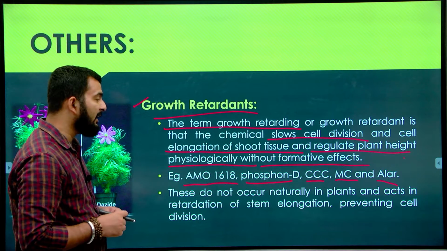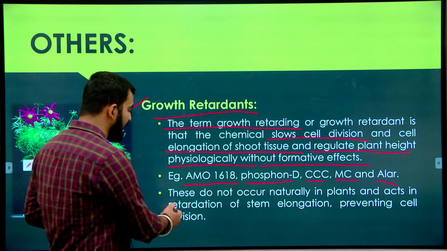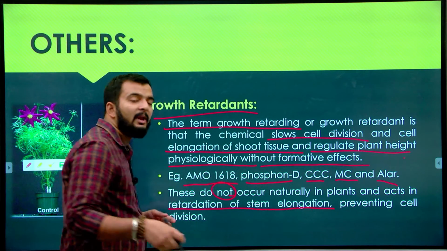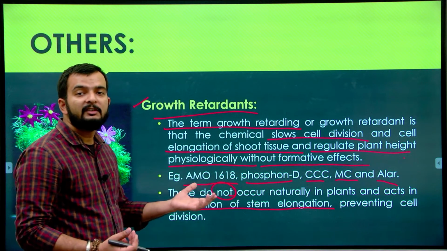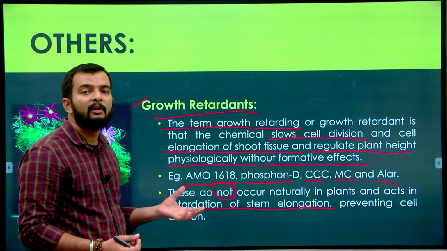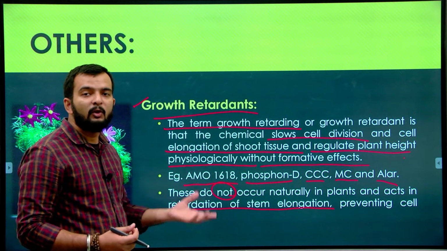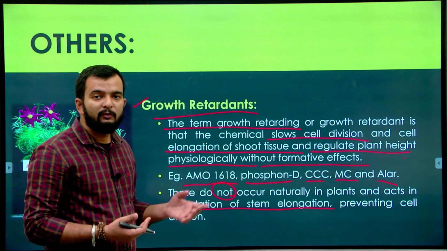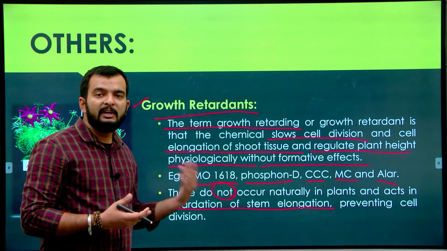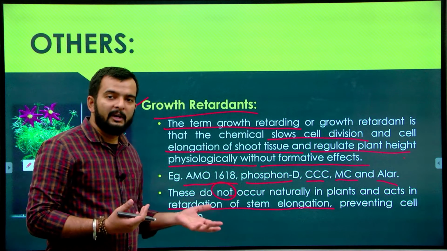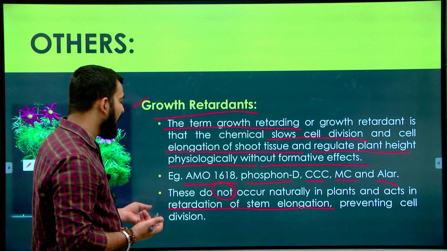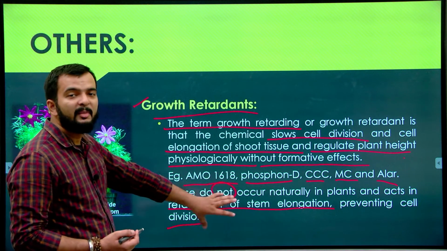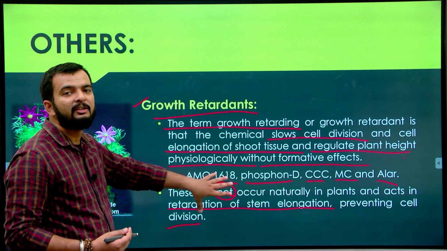These do not occur naturally in the plant and act in retardation of stem elongation, that is, they are not produced by plants naturally. These are only synthetically made and then applied if you want to delay the growth of your plant, or for other applications, like applying these growth retardants to weeds. Weeds will not grow, as it will retard their growth, preventing cell division. This is the mechanism by which it will inhibit the growth of the plant.